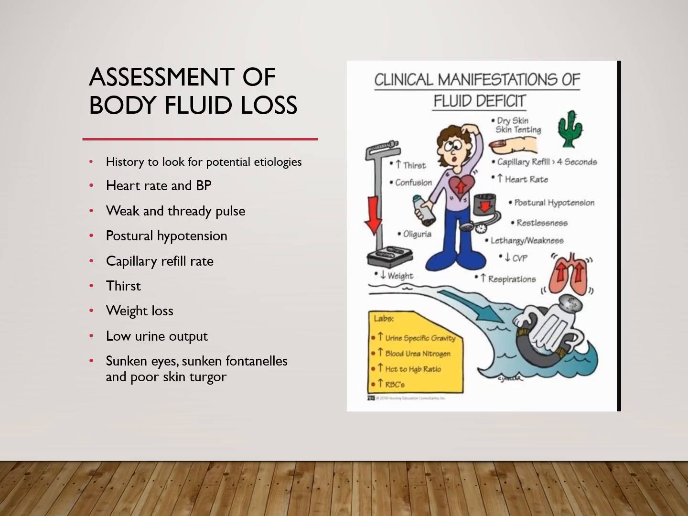So what kind of assessment findings do we see in a patient who has fluid volume deficit or hypovolemia? First, we would do a good history and physical to look for any potential etiologies, some of those common causes of fluid volume deficit that we just mentioned. Then other things we would look at are heart rate and blood pressure. This patient would typically be tachycardic, or have an elevated heart rate, and have a low blood pressure, and they also commonly develop postural hypotension. They have a lot of difficulty, again, maintaining their blood pressure. Their pulse would be fast, but also weak and thready.